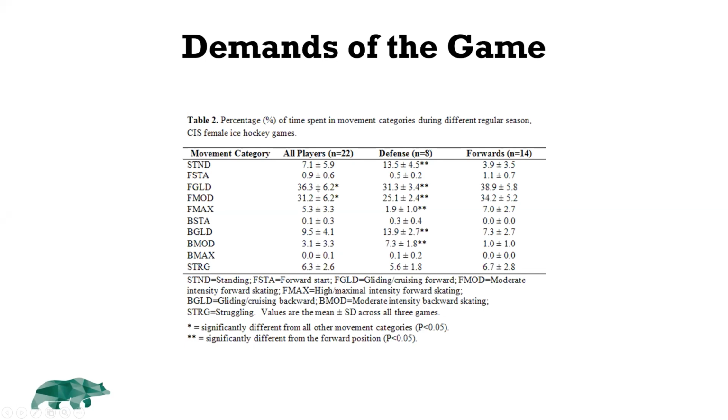As you can see, the majority of the player's time is spent in either forward gliding or forward moderate skating movement categories. Looking at the difference between defensemen and forwards, defense are obviously spending more time standing, significantly less time than the forwards in forward gliding and moderate skating, and then significantly more time in the backwards gliding and backwards moderate skating categories.